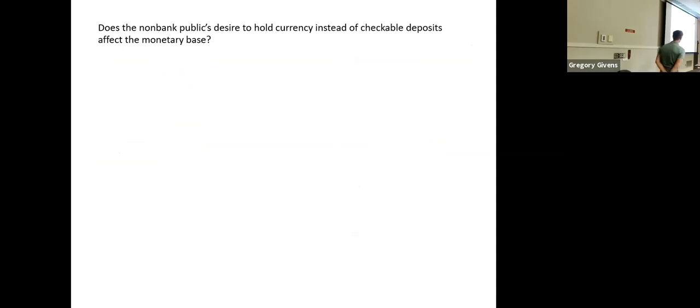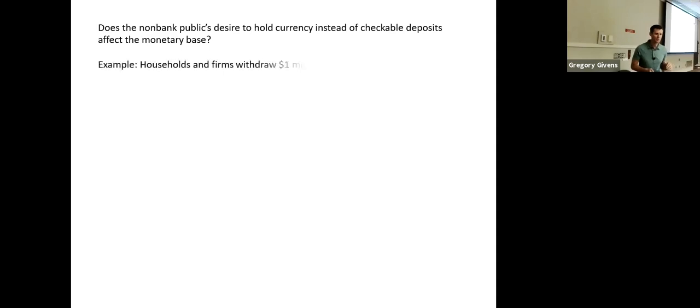As we're going to see later in this section, the behavior of banks as well as the non-bank public is going to have a big influence on the total money supply process. But it turns out that the decisions we make about how to allocate our money between currency and checkable deposits, or how banks decide how much to loan versus how much to keep in reserve, actually don't have a huge impact on the monetary base. It can affect the money supply, but it doesn't affect the Fed's ability to control the monetary base too much.